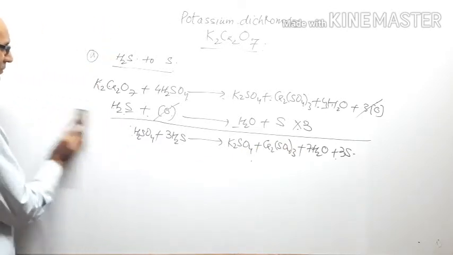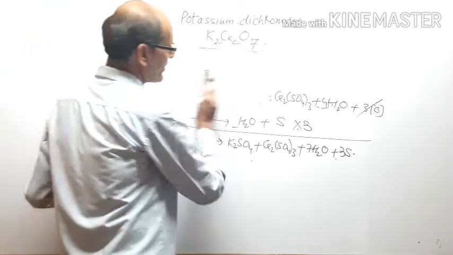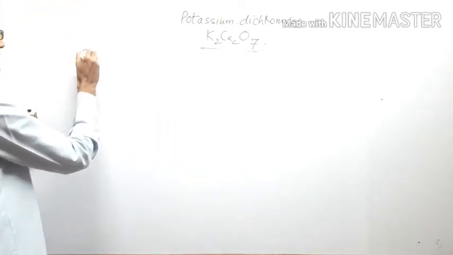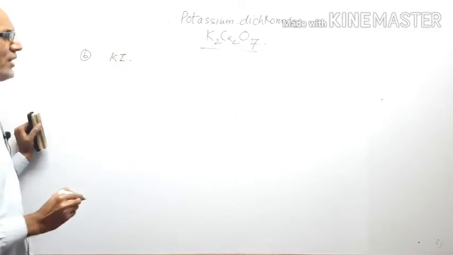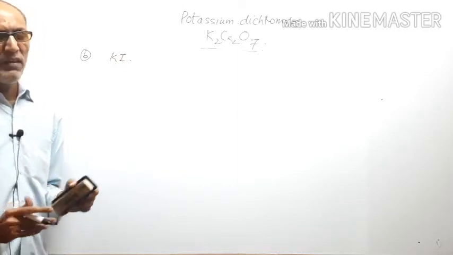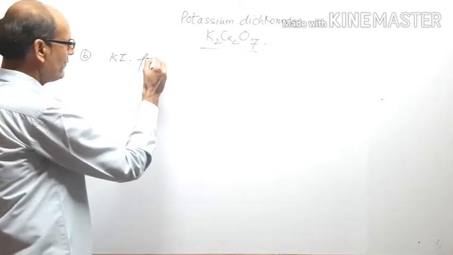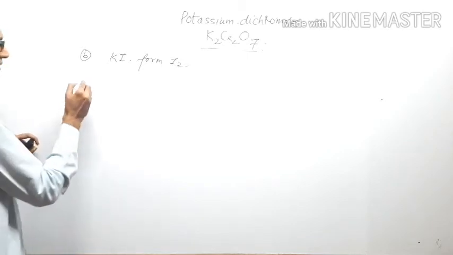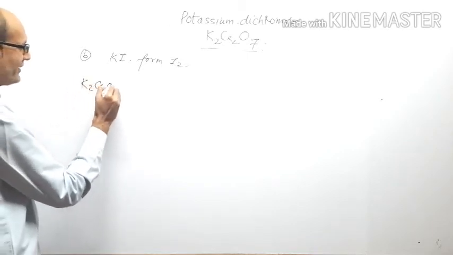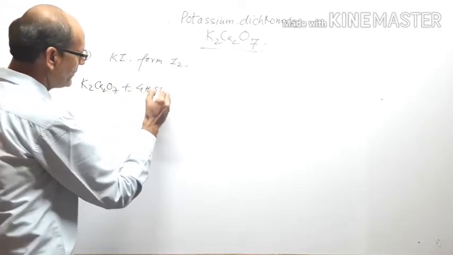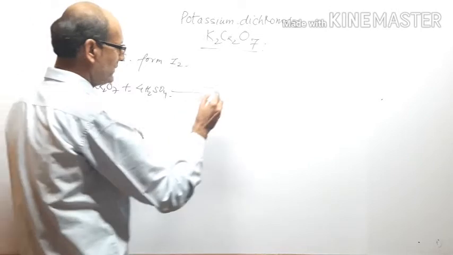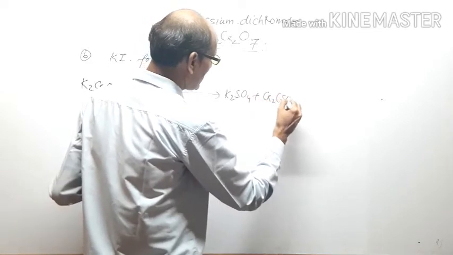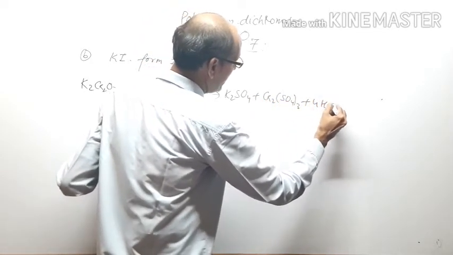Now the next reaction, oxidation of KI in acidic medium. KI undergoes oxidation in acidic medium with K2Cr2O7 to form iodine, I2. So how will you write the reaction? First, you have to write similarly K2Cr2O7 plus 4H2SO4 in presence of water, you will get K2SO4 plus Cr2(SO4)3 plus 4H2O plus 3O.